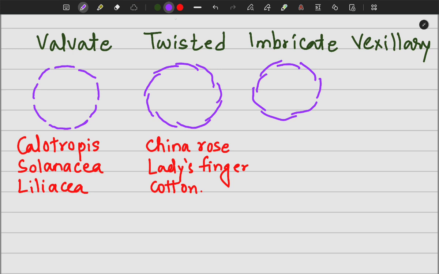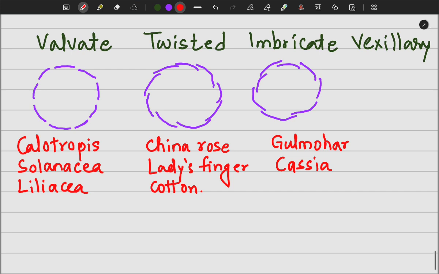Alright, so the examples are gulmohar and cassia. Flowers of gulmohar and cassia show imbricate aestivation.